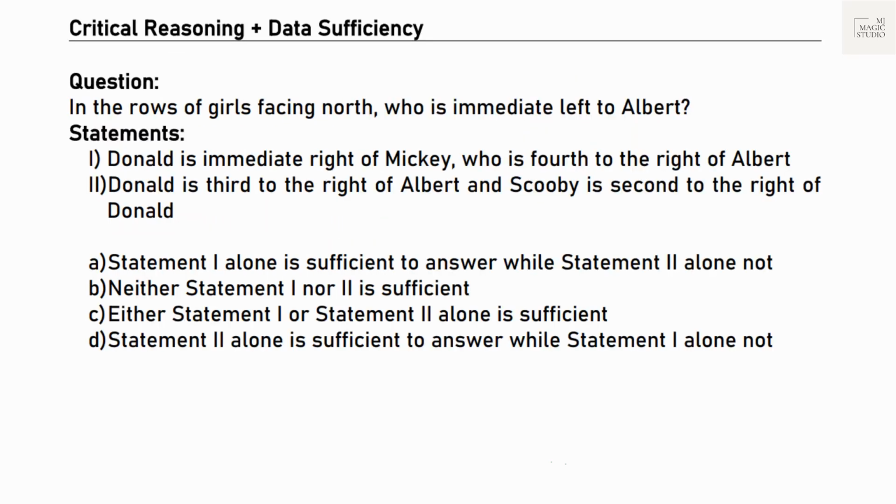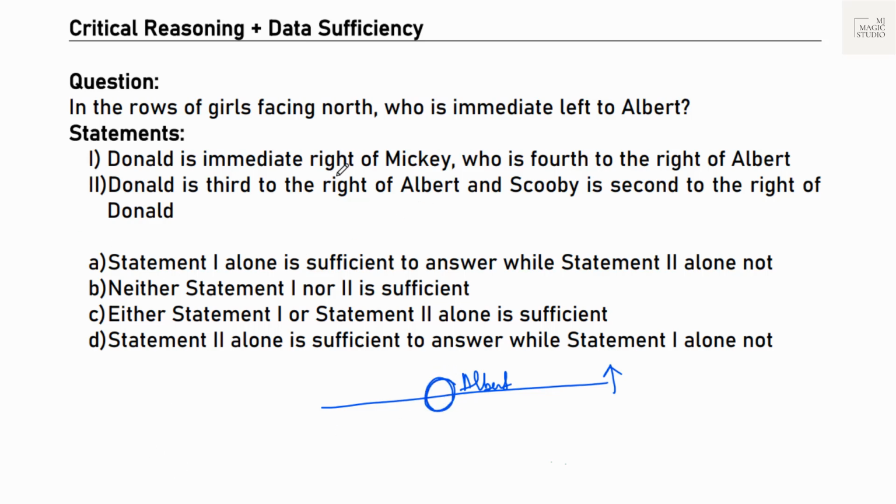Let's check a few questions from critical reasoning and data sufficiency. This is a question from data sufficiency where a question is given. We need to just identify whether we are in a position to find the answer or not, whether the given statements are sufficient to answer. Give it a try. In the row of girls facing north, who is immediate left of Albert? We need to find who is to the left of Albert.